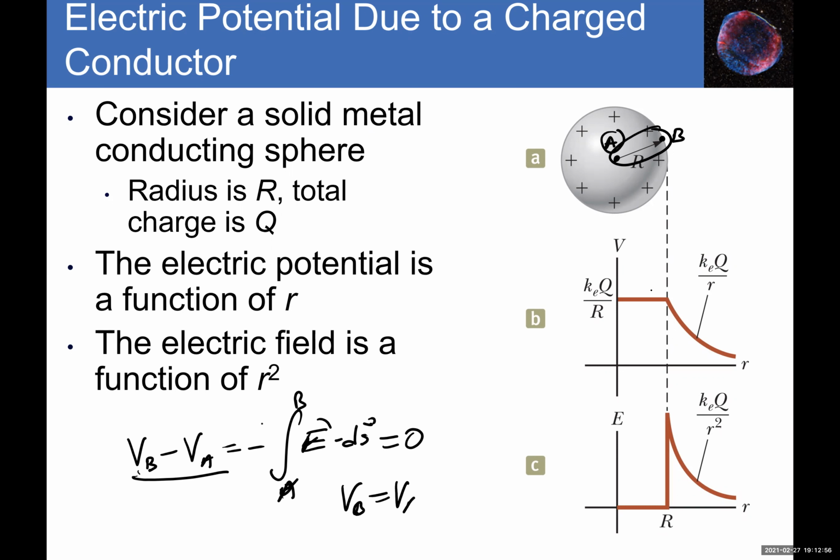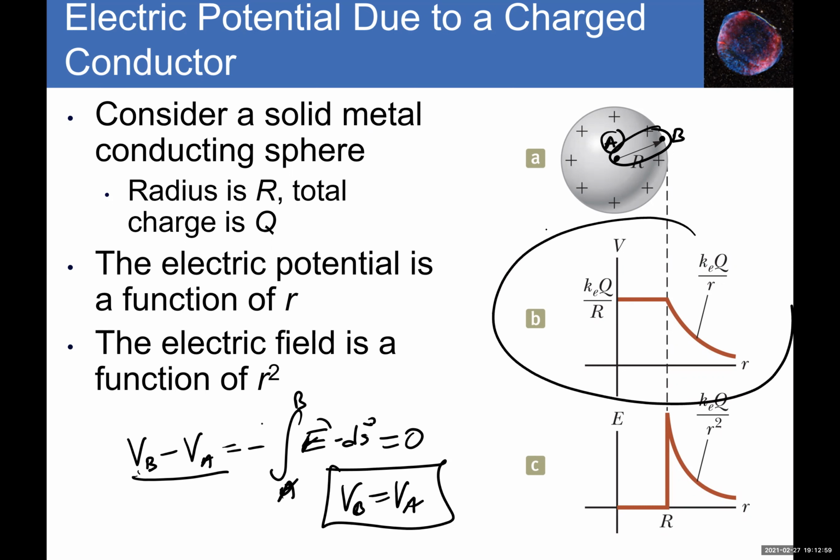So VB equals VA. That's why if I'm looking at a diagram like this, what I will see here is potential not zero and constant everywhere inside the metal conductor, from R equals zero all the way to R equals the radius. And then after that, it drops as kQ over R. For the electric field, everywhere inside the conductor it is zero all the way to the radius. And then after the surface, it drops as 1 over R squared. Okay, those are the main differences between the potential and the electric field for a conductor.